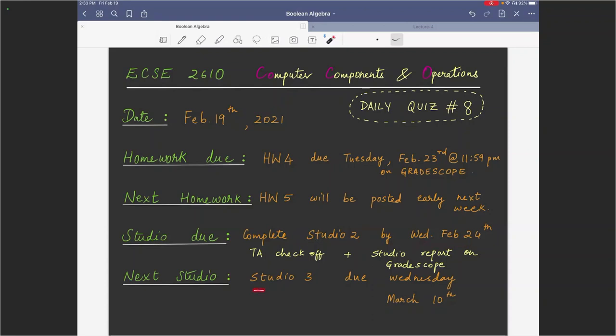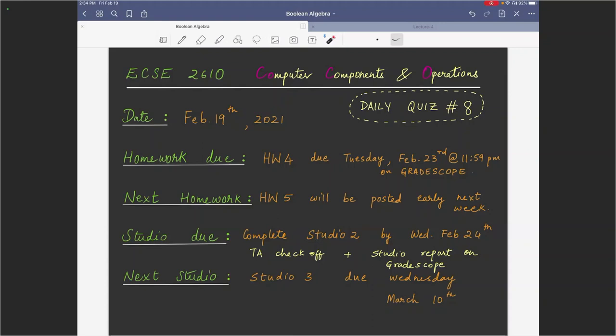Next studio, Studio 3, has been posted on Piazza. I have posted quite a few resources regarding Studio 3 under the Studio Resources section. And Studio 3 is going to be a little bit different and a little bit more complicated than the first two studios that you saw. So I highly recommend that you watch that video information link about Studio 3 first, and then you get started on reading the document and working on Studio 3.